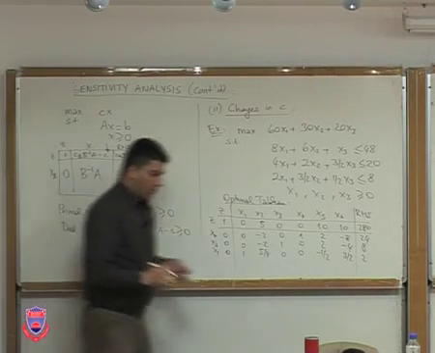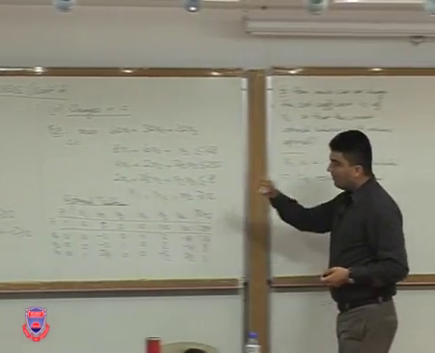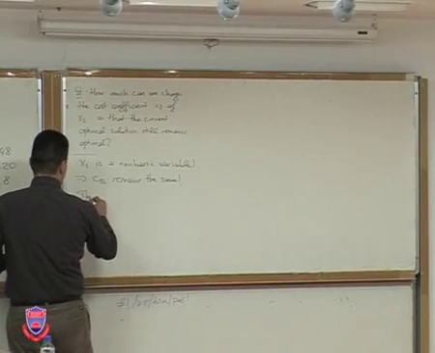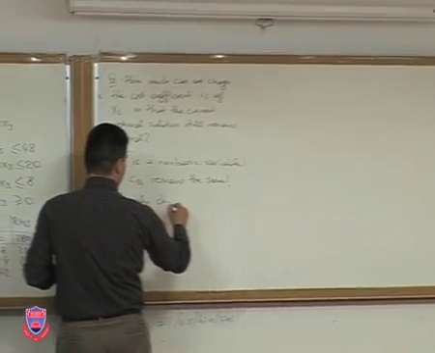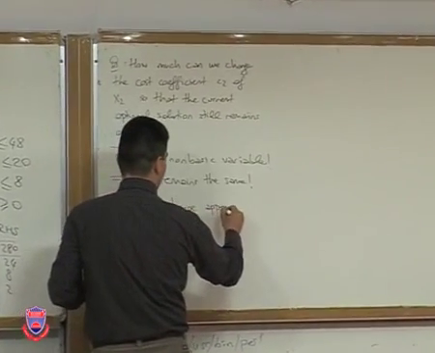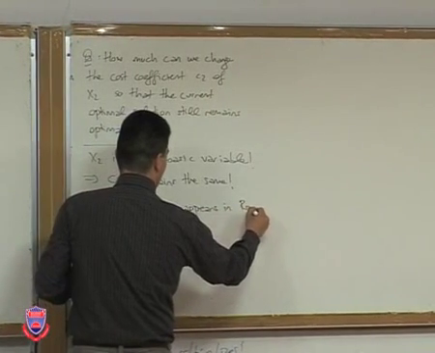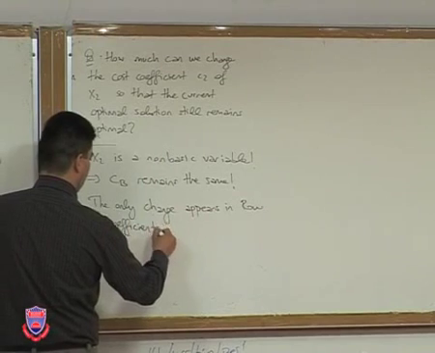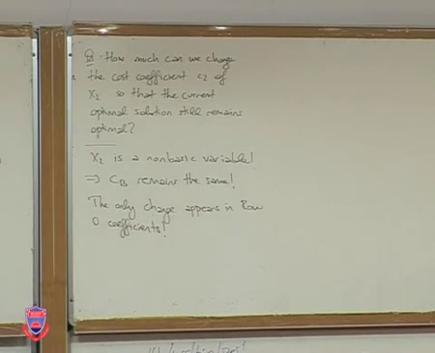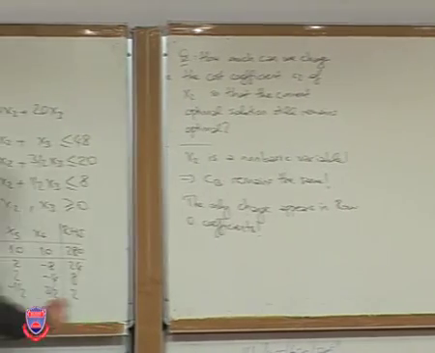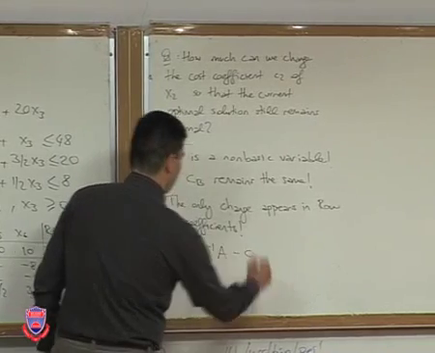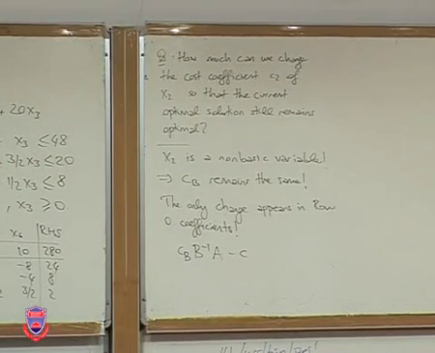All right, so now let me pay attention to the Rozier coefficients. The only change appears in the Rozier coefficients. Let me look at them more closely. So I have CB times B inverse A minus C. I'm just copying that expression from here.